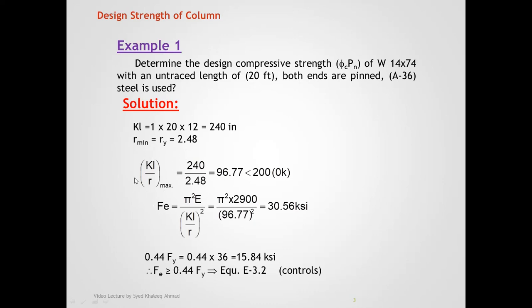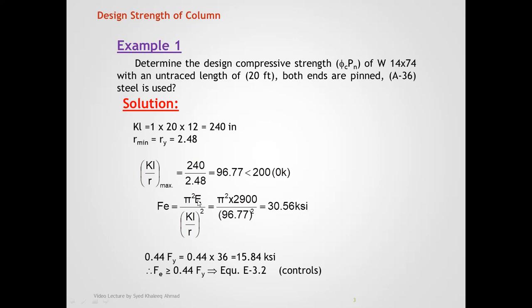Now we can calculate the slenderness ratio KL by r, because we are putting here minimum value, so KL by r will be maximum. So 240 is this KL effective length and r minimum is 2.48. This gives you a value of 96.77, which is less than 200. So this is acceptable. Now we calculate Fe by using that formula pi square E over KL by r whole square, after substituting these values for E and other, and we get this value as 30.56 ksi.